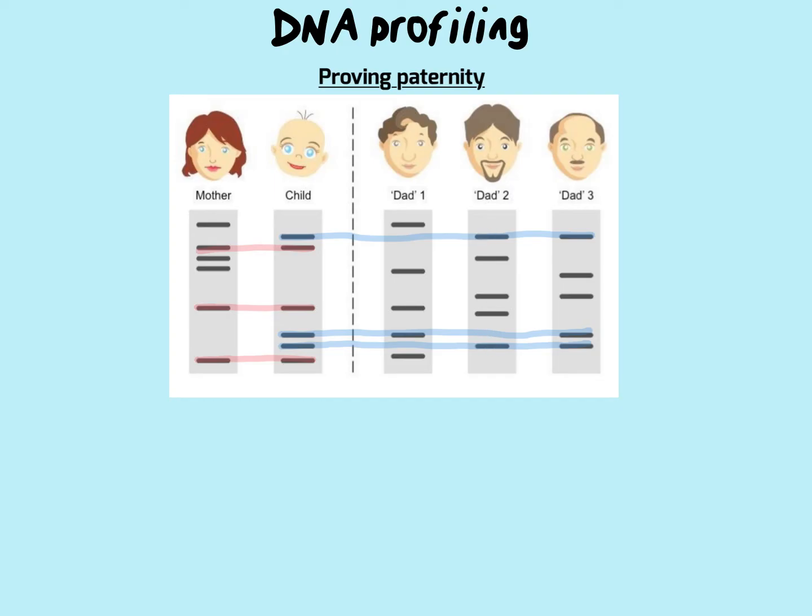Again, it's not a 100% match there, so he is not the father. Whereas dad 3 has bars 1, 3, 2, and 3 in common with the child. So therefore, he is giving all 3 of those bars in his DNA to his child, and the mother gave the other 3 bars. So therefore, dad 3 is the biological father.